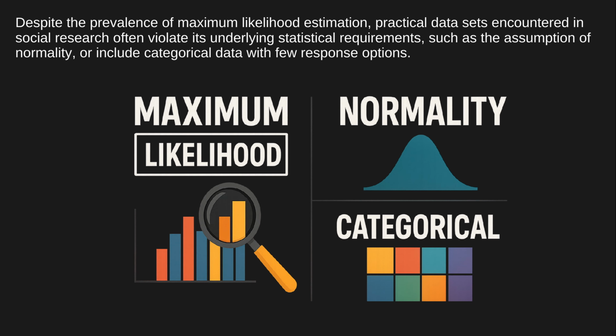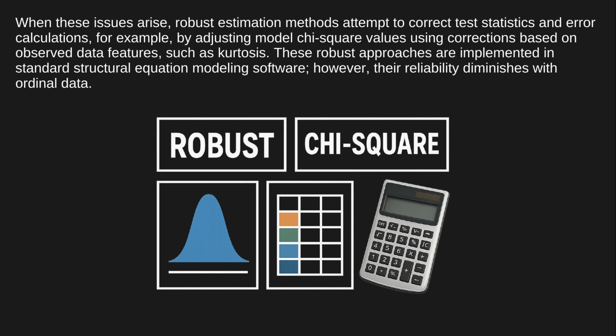Despite the prevalence of maximum likelihood estimation, practical datasets encountered in social research often violate its underlying statistical requirements, such as the assumption of normality, or include categorical data with few response options. When these issues arise, robust estimation methods attempt to correct test statistics and error calculations, for example by adjusting model chi-square values using corrections based on observed data features, such as kurtosis. These robust approaches are implemented in standard structural equation modeling software.